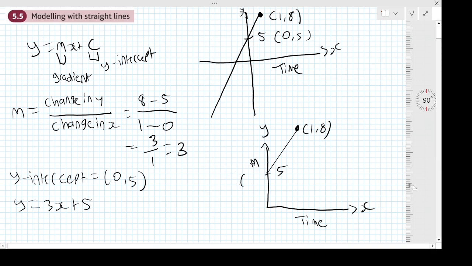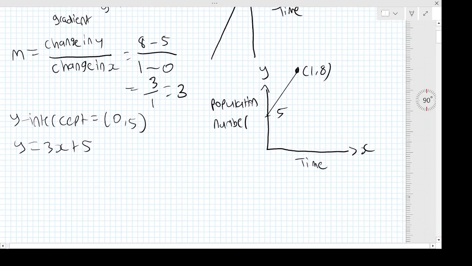Now we have a real life meaning for what this line is representing. We're talking about how, as time increases, the population number goes up. So as an equation, the population number is 3x + 5. If x is time, then the population number corresponds to 3x + 5. Working out the equation of that line allows us to compute certain information that will help us in this real life scenario.